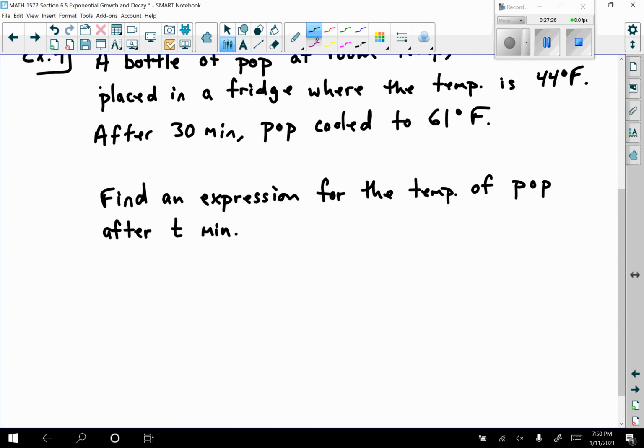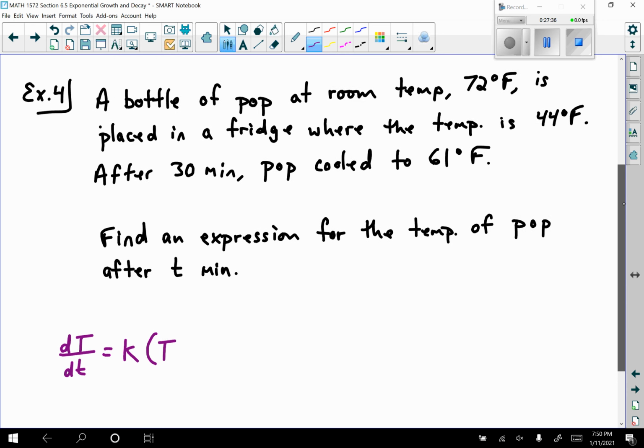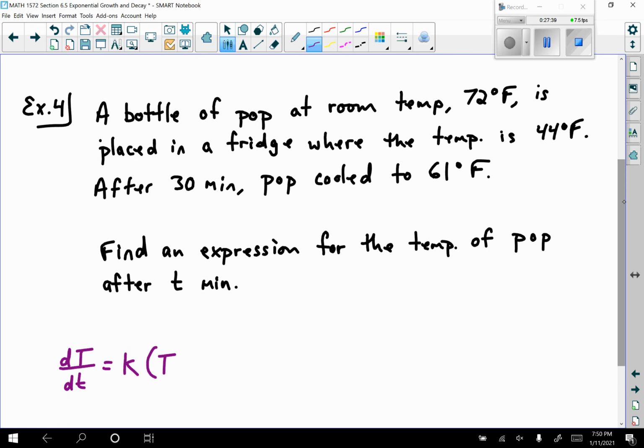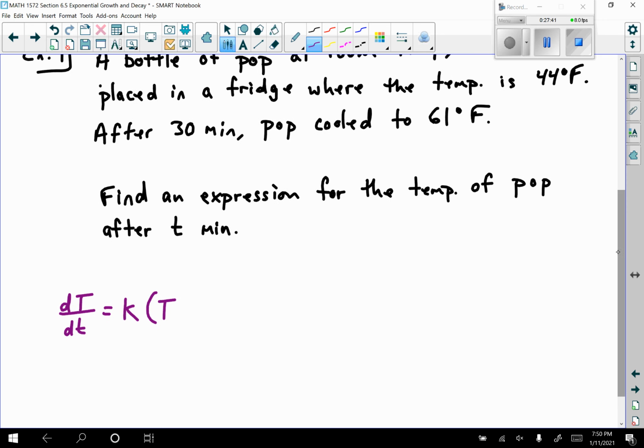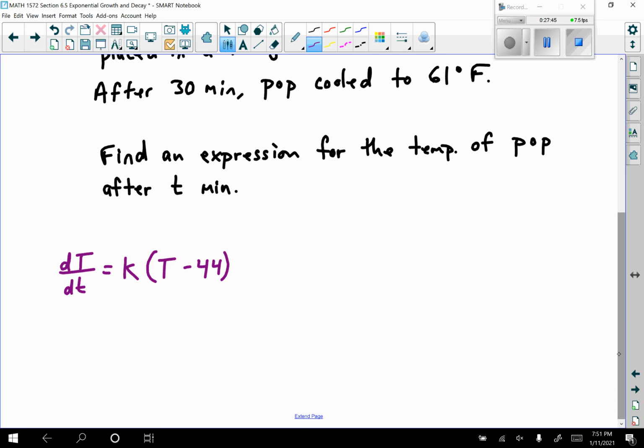Okay, so we're going to go ahead and start with the change in temperature over the change in time, which is equal to K times the quantity T minus T sub S. The temperature of the surroundings, well, the pop is now in the fridge, so its surroundings is going to be 44 degrees. And again, we have a separable differential equation. So let's go ahead and separate this here.